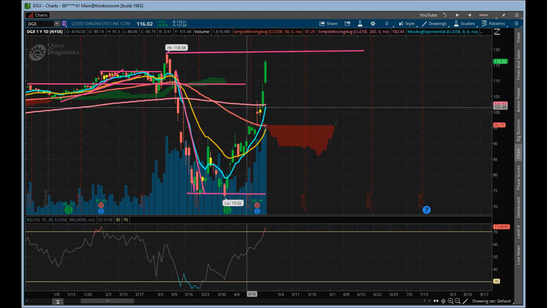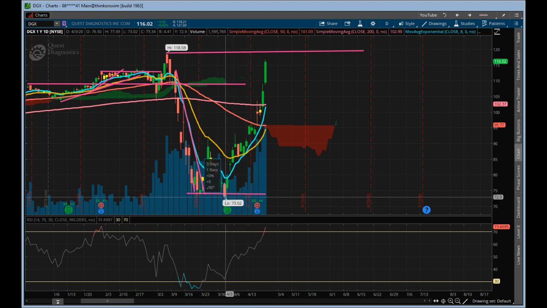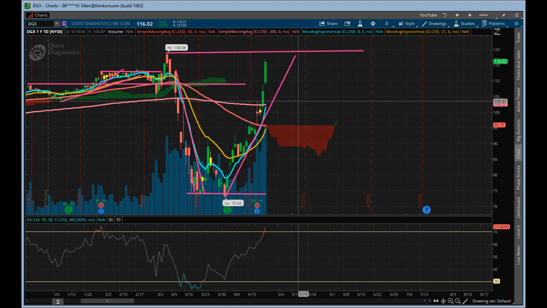Great job on that one. That's awesome. So nice move after earnings too. Look at LH too, LabCorp, even got a similar move. Wow, finally got a good move on that one.